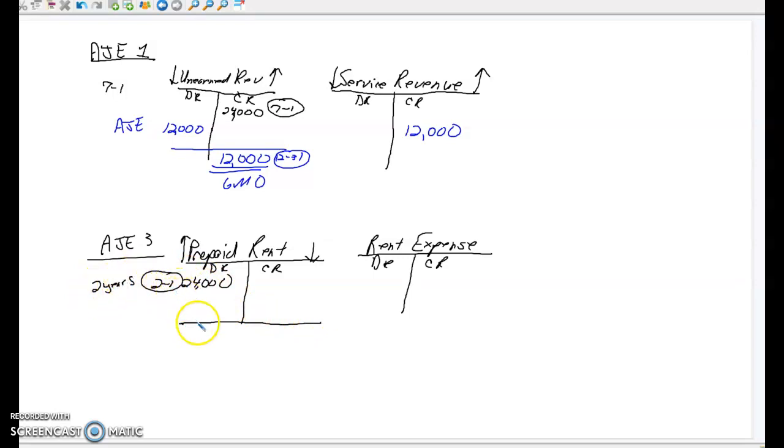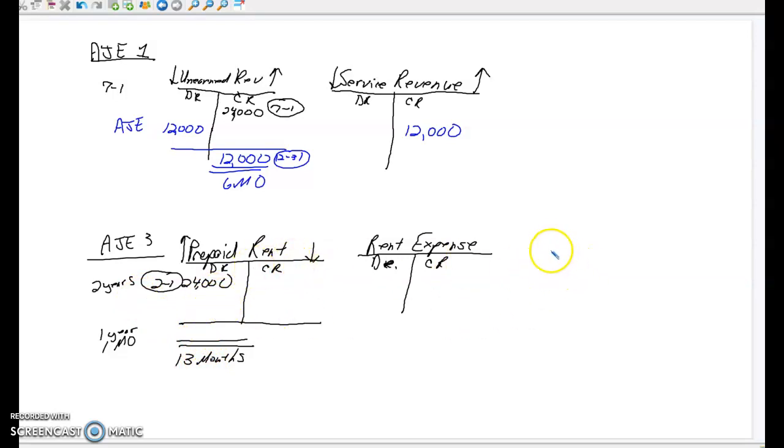So really, 11 months have gone by, and so the ending balance of this account should represent 1 year and 1 month, or 13 months. And we will have used 11 months, right? There's 24 months, 13 are left. So we have used 11 months.